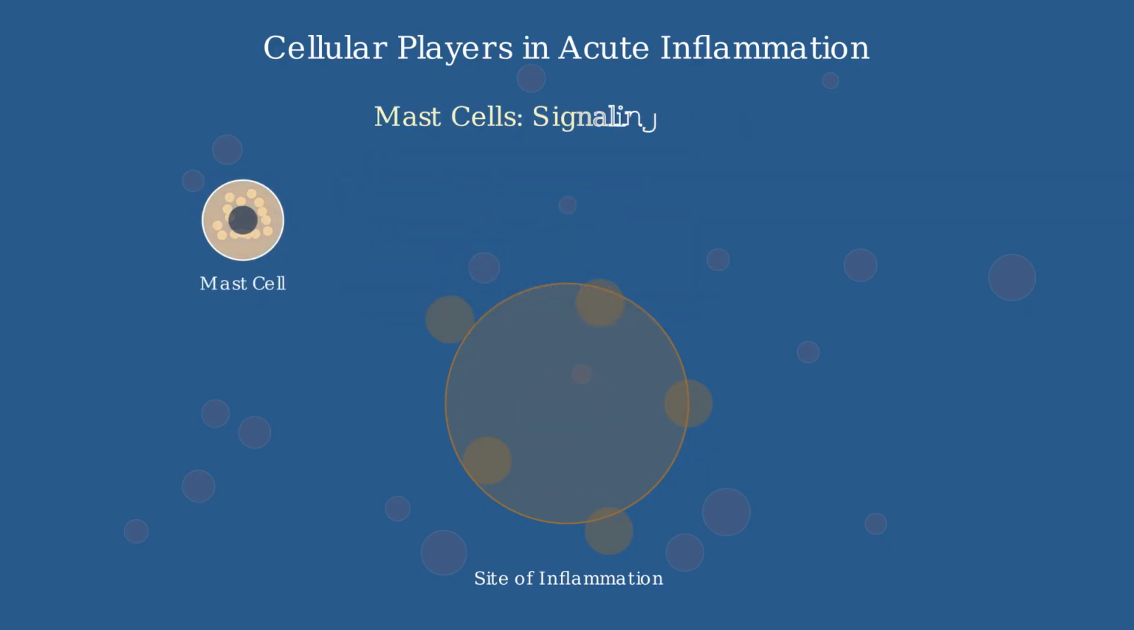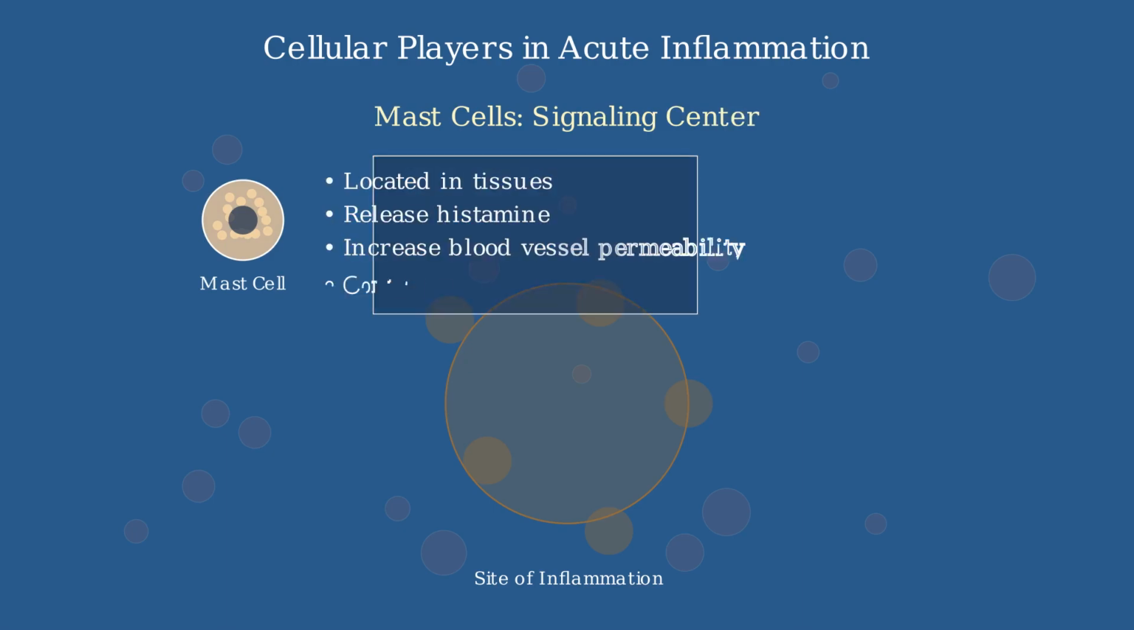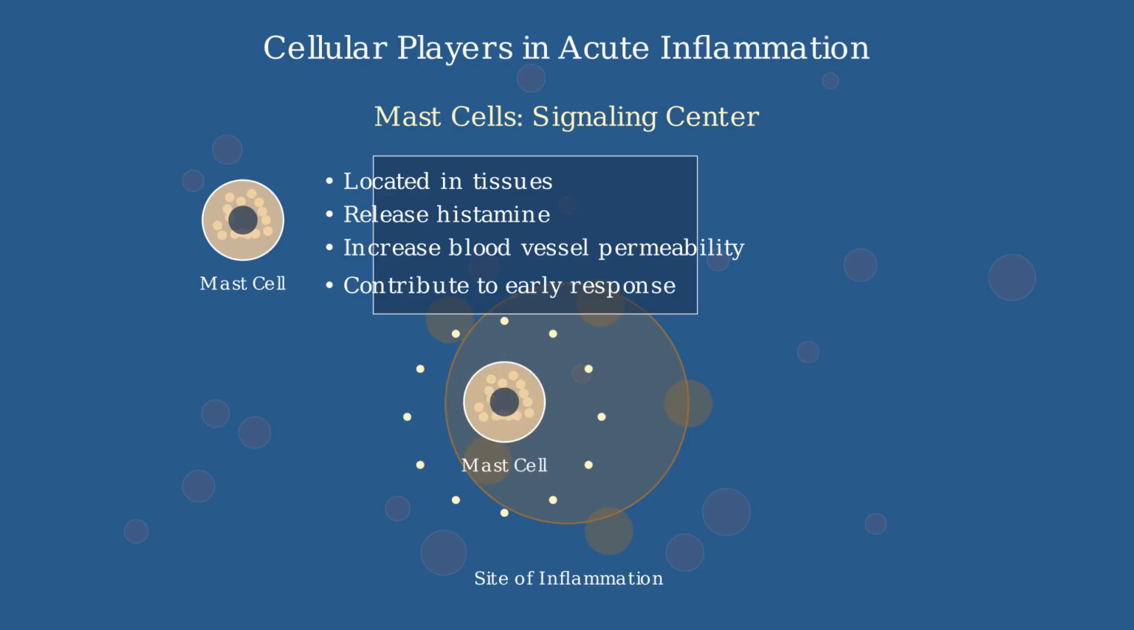Mast cells are already present in tissues, especially under epithelial surfaces and around blood vessels. When activated, mast cells quickly release histamine and other inflammatory mediators from their granules. These mediators cause blood vessels to dilate and become more permeable, allowing more fluid and cells to enter the tissue.